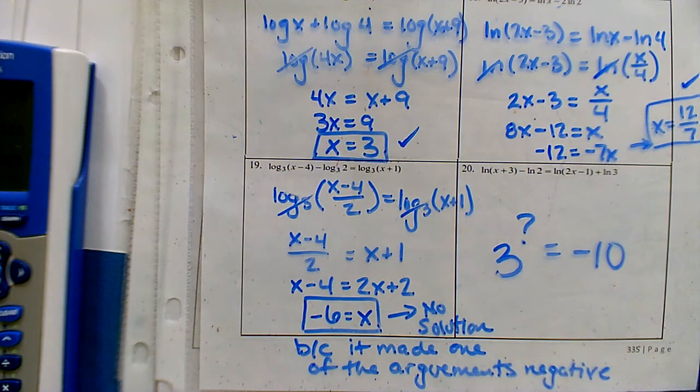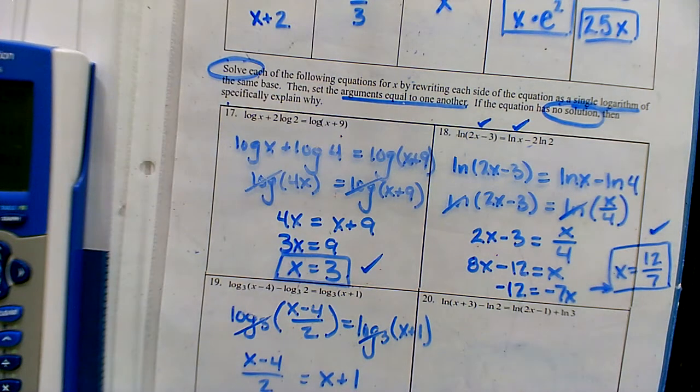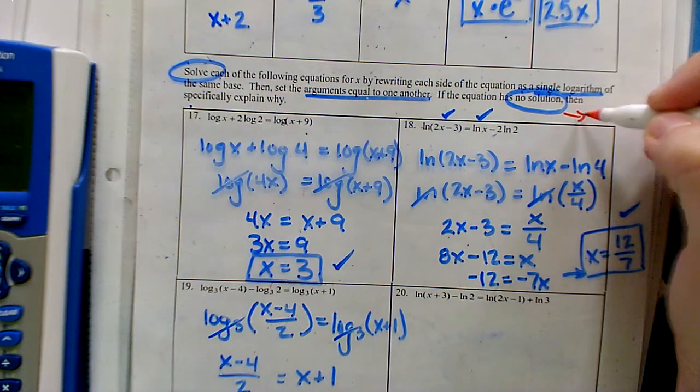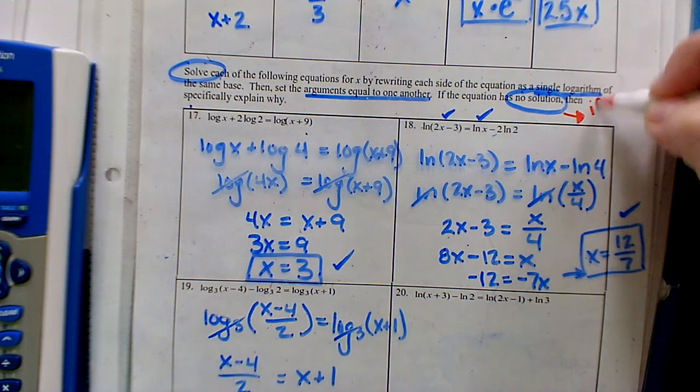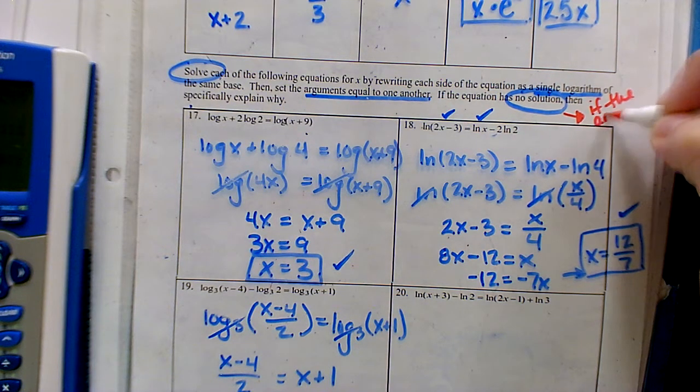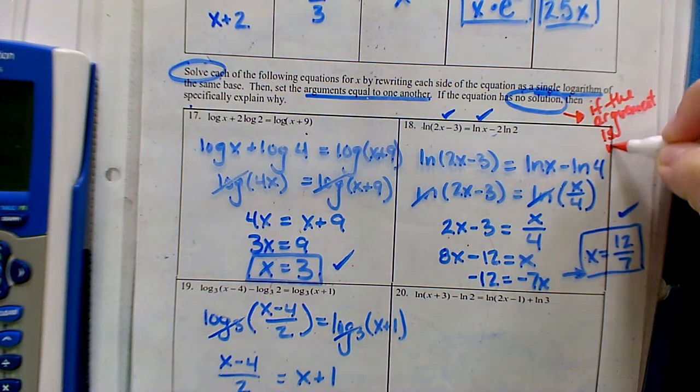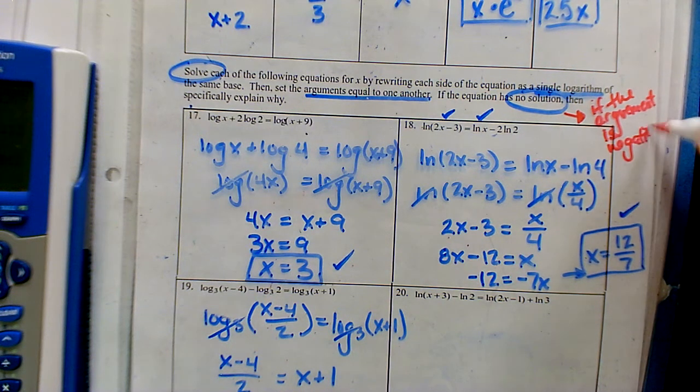But if it makes only one of them negative, the entire solution you found, we would have to classify as no solution because there's no way to actually check your work. So maybe something we'll make note of up here at the top: if the equation has no solution, then specify why. You will always have no solution if the argument is negative.